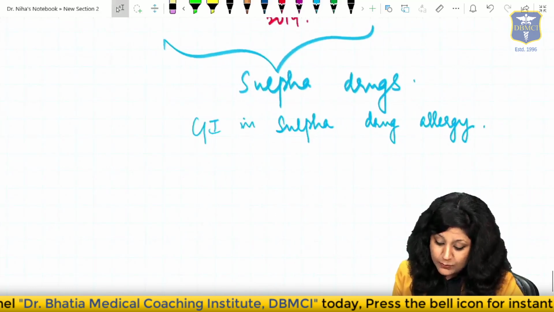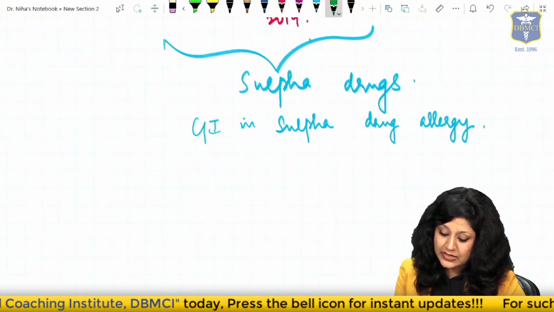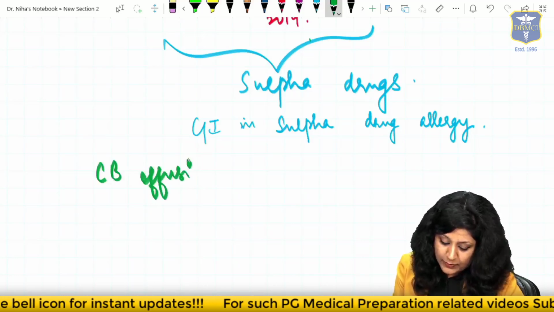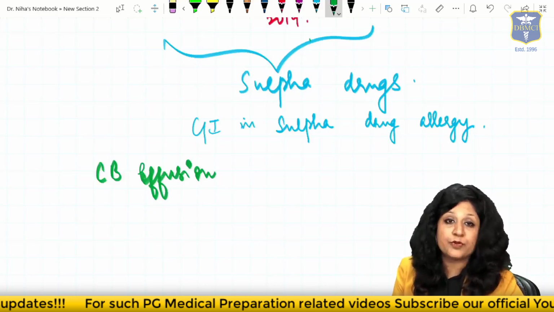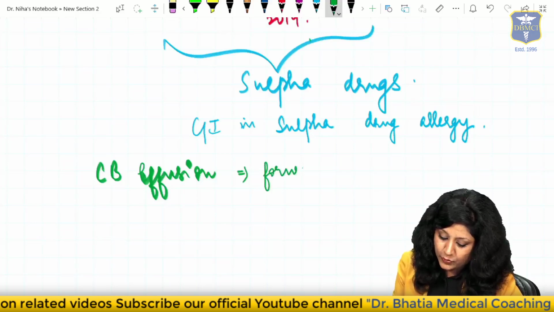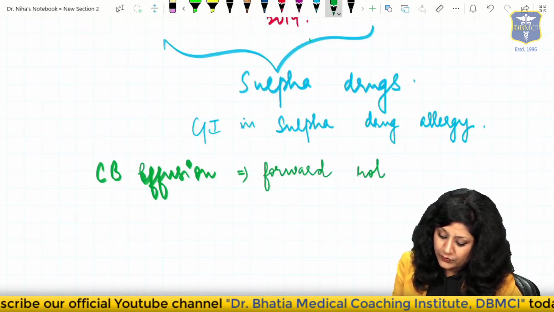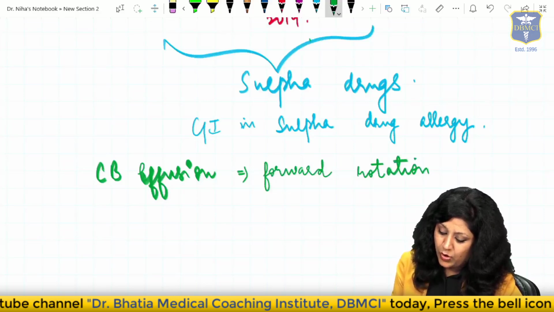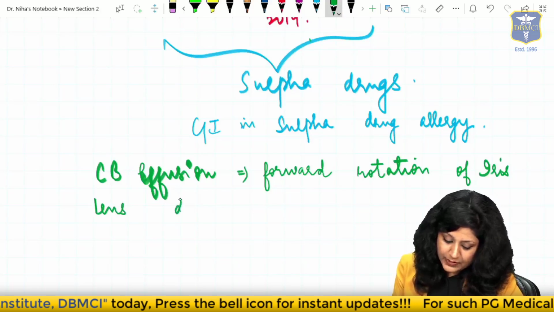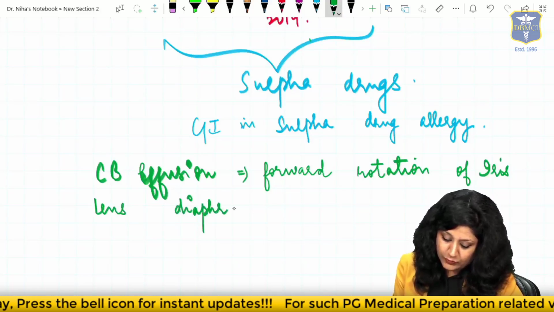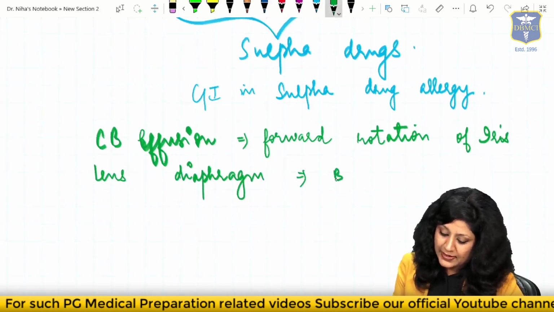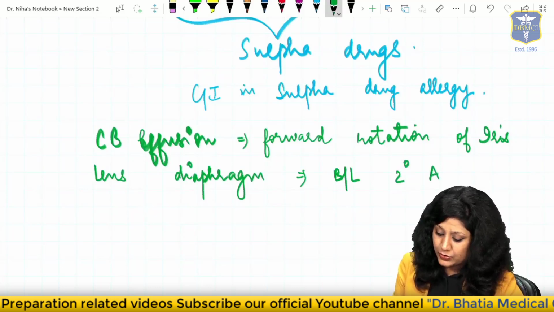And one more thing which is important here is that these drugs can cause ciliary body effusion, right? Because there is a ciliary body effusion, this can lead to forward rotation of the iris lens diaphragm. Due to this, there can be bilateral secondary angle closure glaucoma.